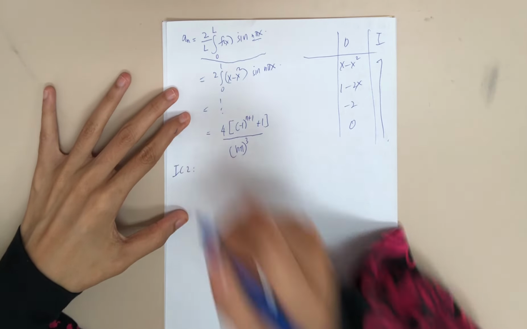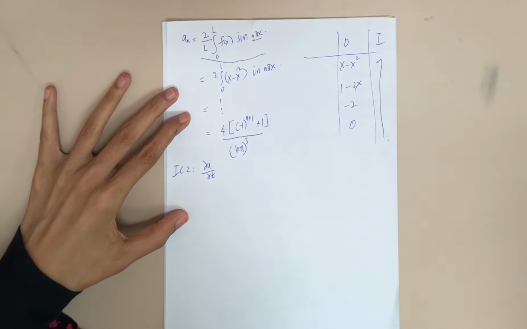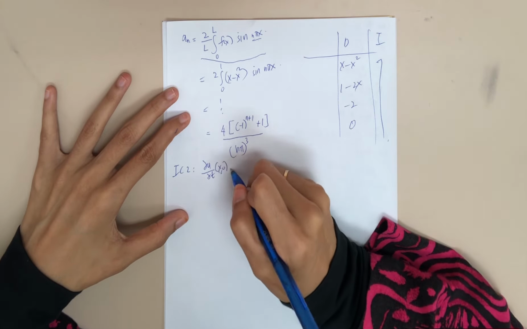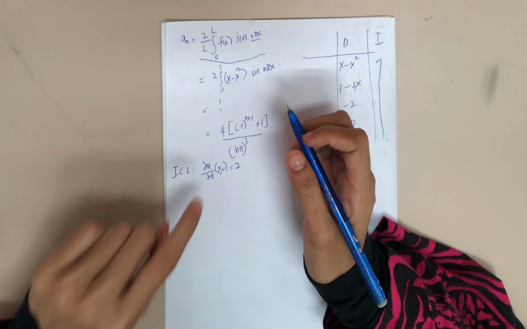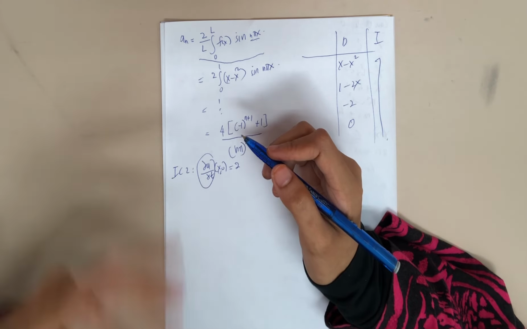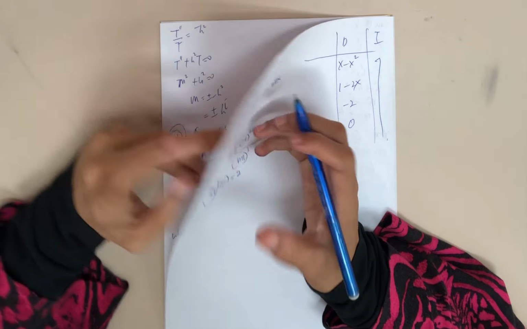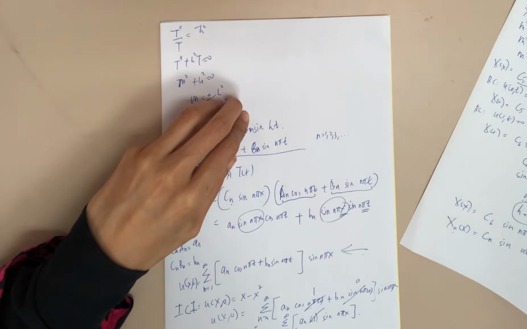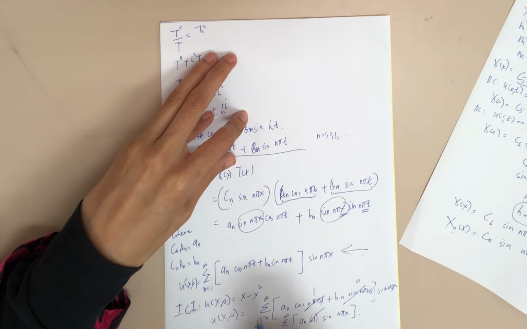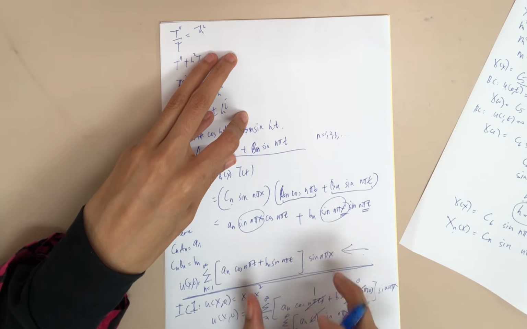Okay, the second IC given here is du dt, right? And then du dt is equal to, when t is 0, this one equals 2. So what does it mean? Okay, you need to differentiate your equation ux just now. This is your equation ux. So now you will differentiate this one. Okay, you need to differentiate, class.